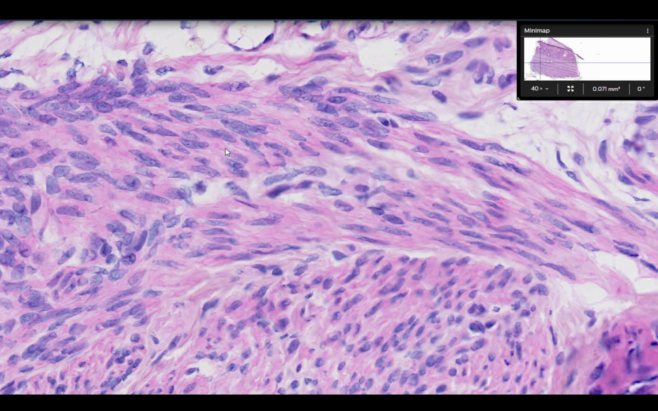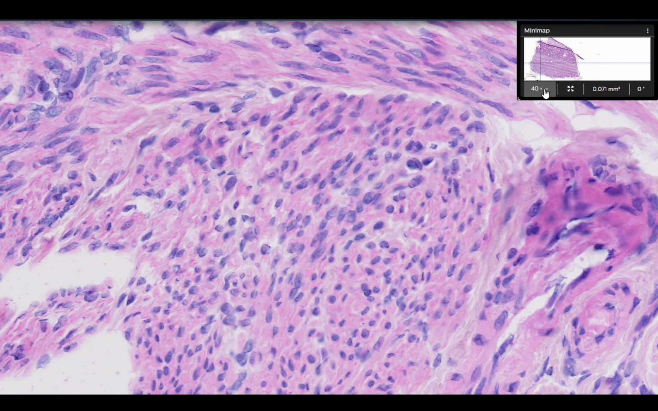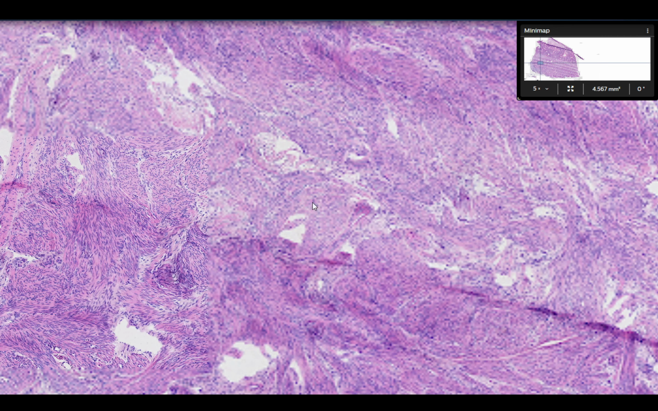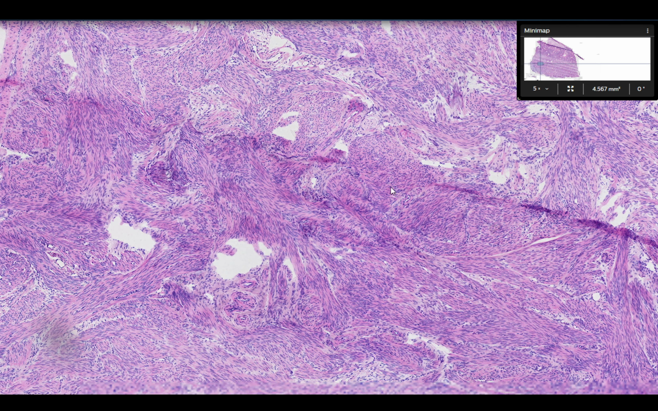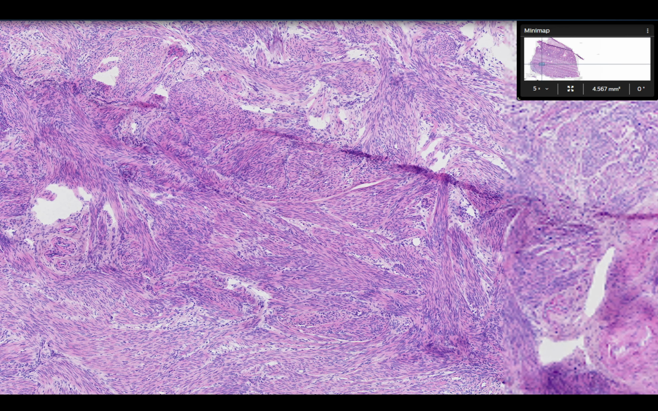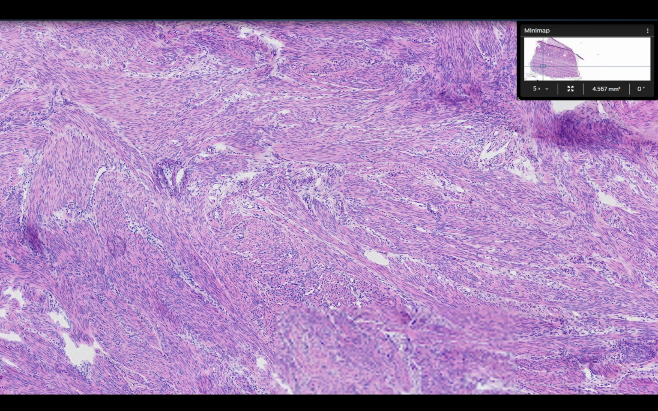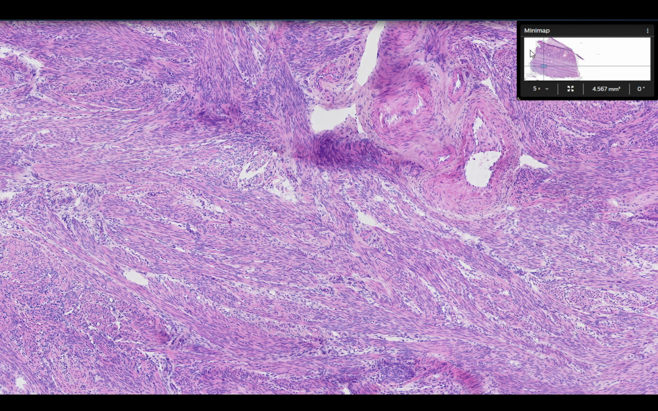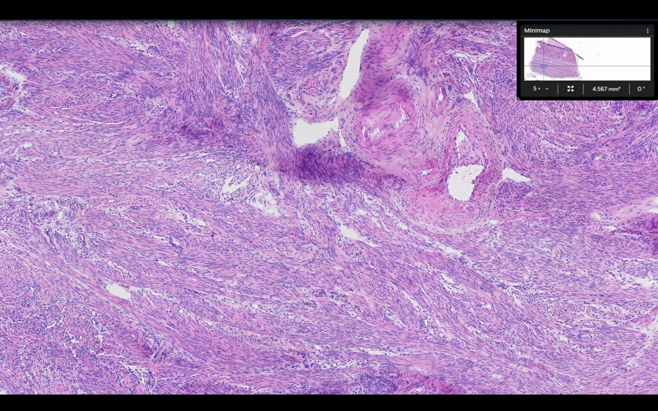You can see these nucleoli. They're pretty benign. And this fascicle is going in and out of the screen, going in horizontally, kind of coming out towards us. And these are intersecting fascicles of smooth muscle. And then, like we previously mentioned, there are large muscular arteries right over here.